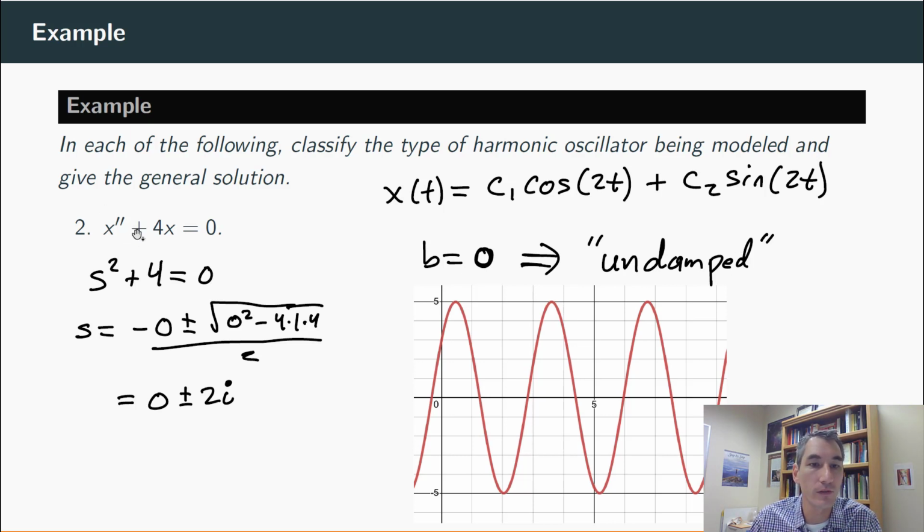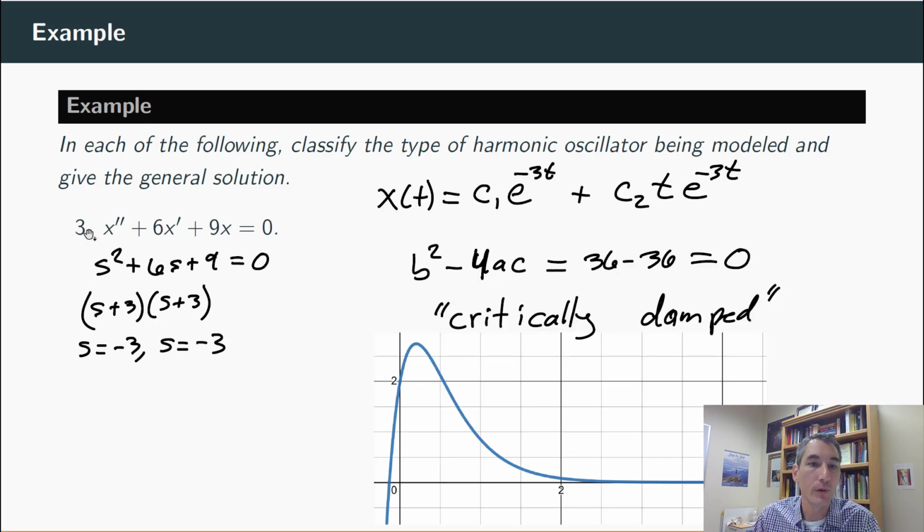undamped. The b term is 0. If you write the characteristic equation and find the roots, you get pure imaginary here. So when you write e to the 0t cosine of 2t, you just get cosine of 2t and sine of 2t. Here's a graph. You just get persistent harmonic motion or simple harmonic motion because it's an undamped problem.